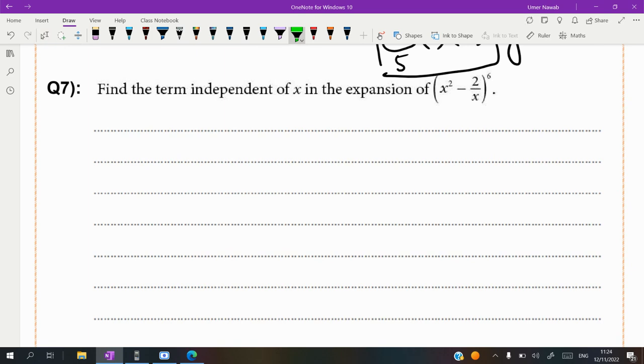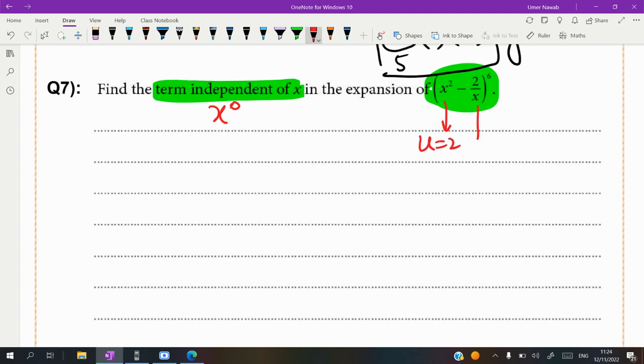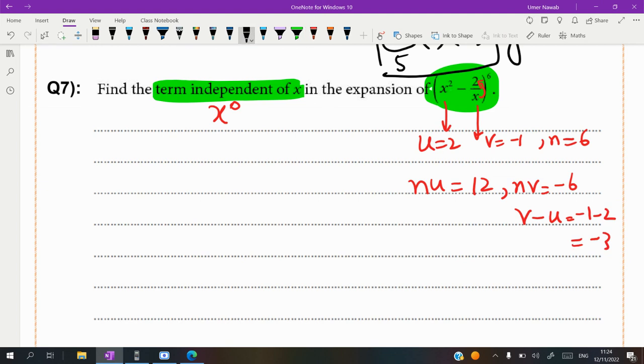Next question, find the term independent of x. So independent of x, it's pretty simple. We are looking for x power 0. So your u is equals to 2. V is equal to -1 because x goes up and your n is equal to 6. Find nu, which is 2 times 6, 12. Nv, minus 1 times 6, is minus 6. And what is your v minus u? Minus 1 minus 2, which is -3. Each time the power is decreased by 3.